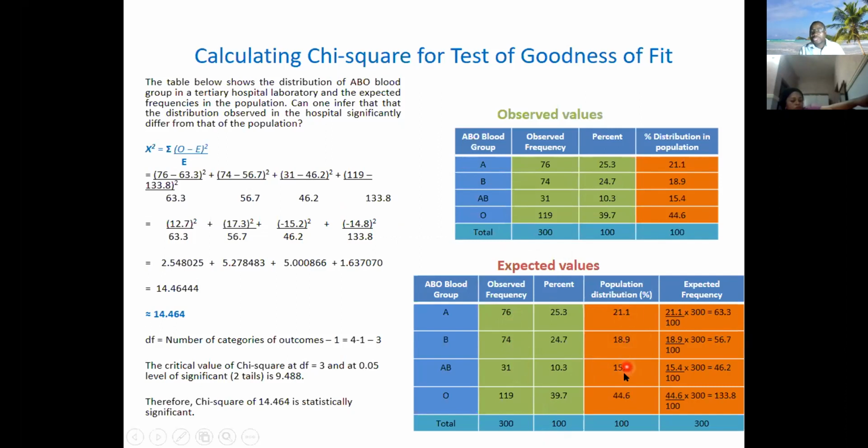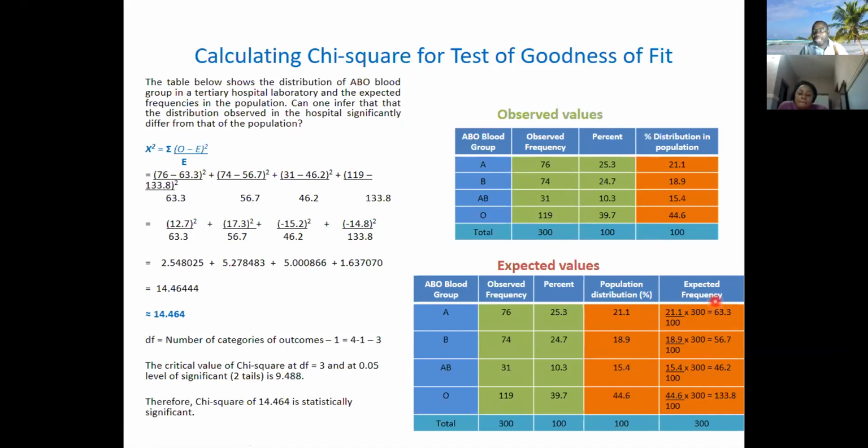So how to know it is to use the percentage. Look at the population distribution in percentage, the one they gave you. You translate it to the population frequency, the expected frequency, assuming that the number in that population is the same as 300, as your own. So all you need to do is say 21.1% means 21.1 over 100 times 300. Your own sample is 300.